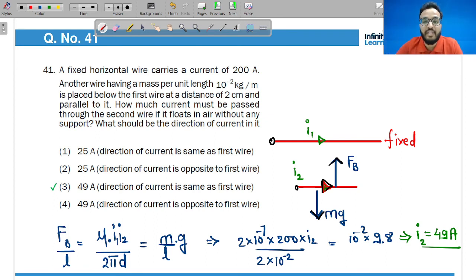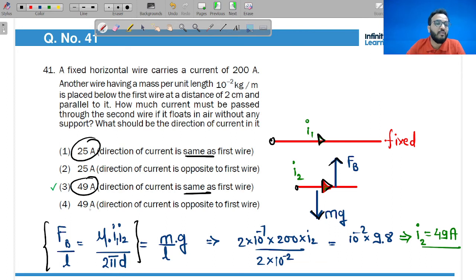So this FB is the magnetic force. What is the magnetic force? We know this formula, right? Mu naught I1 I2 by 2 pi d, and we want the upper wire to attract the lower wire upwards. That means the current should be in the same direction, same as the first. Now whether the value is 25 or 49, we need to find out. So we will say mu naught I1 I2 by 2 pi d is FB by L.